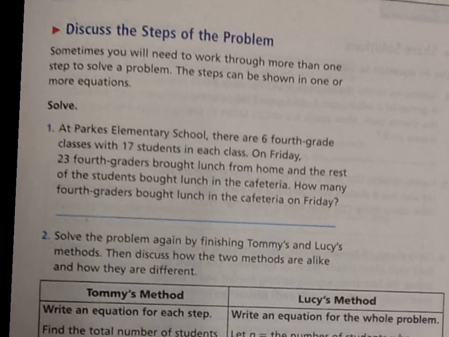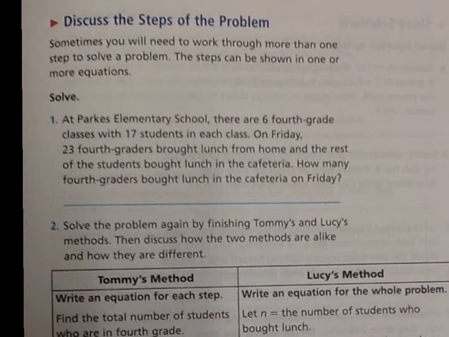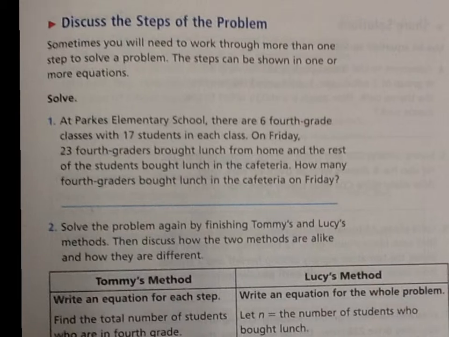in your activity book. Alright, so the directions say, sometimes you will need to work through more than one step to solve a problem. The steps can be shown in one or more equations. You know that because I told you that every equation has 7 other equations that would work for it. So, 8 total. So let's look at number 1.